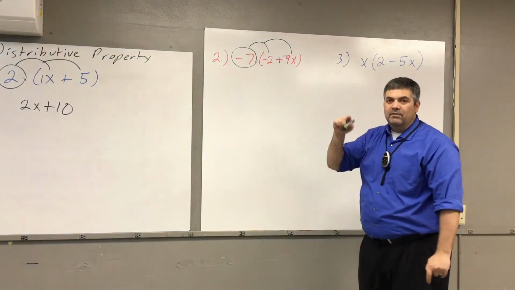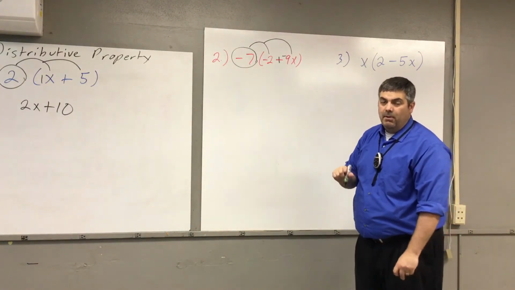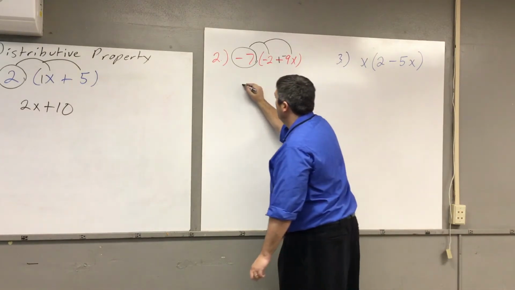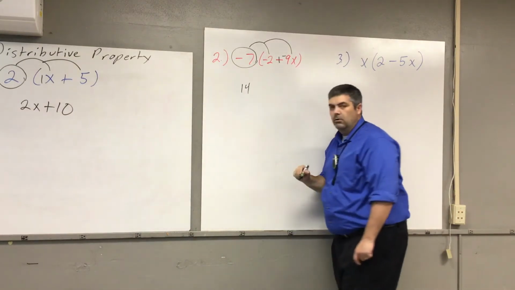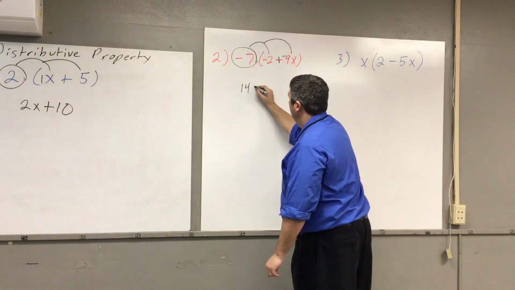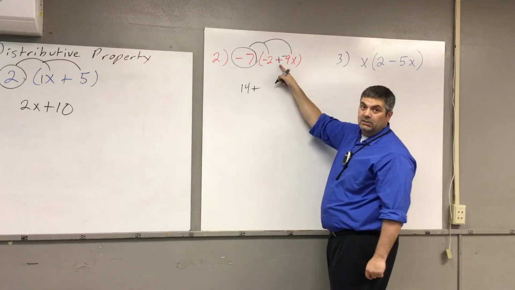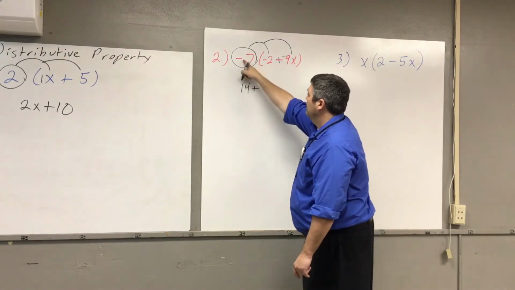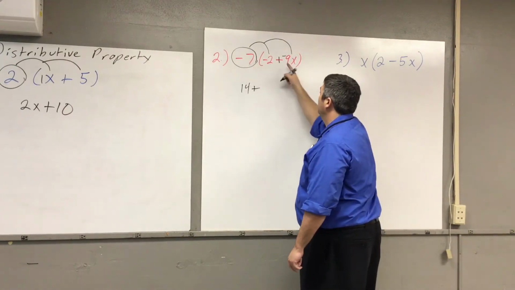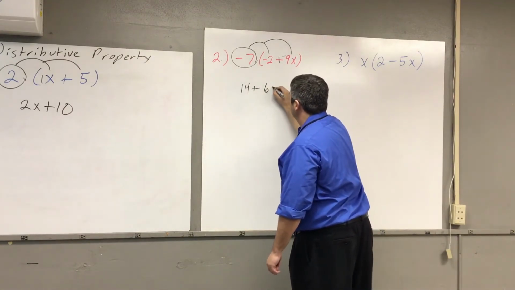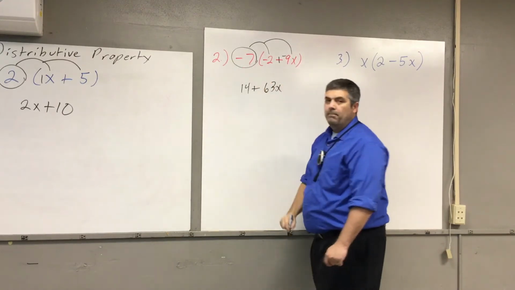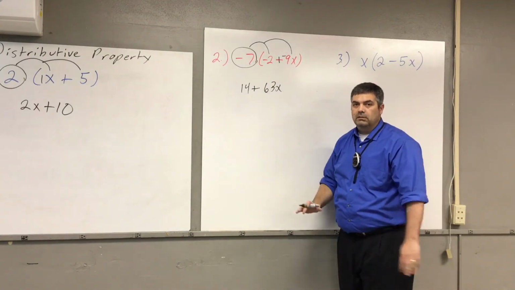Now remember, a negative times a negative gets me a positive. So -7 times -2 gets me a positive 14. Know your sign rules. Those are super important. Positive 14 plus, because I made that addition now, so plus -7 times -9x. So 7 times 9, 63x, negative times a negative gets me a positive. That's all there is to this, guys.